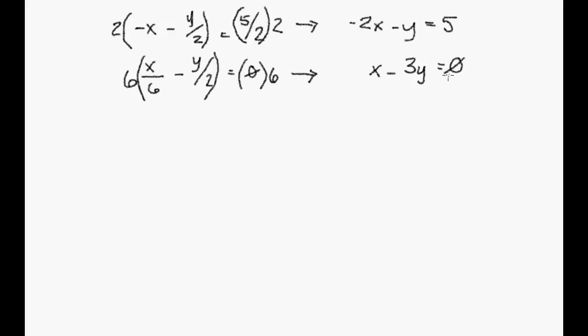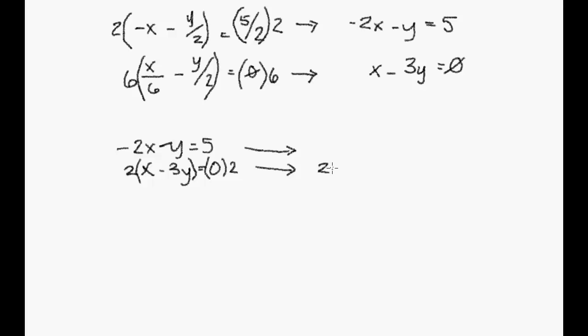All right. We can now eliminate the variable x by multiplying the second equation by 2. So let me rewrite it down here. We have minus 2x minus y is 5, and we have x minus 3y is 0. And we're going to multiply the second equation by 2. So let's do that. This stays the same, and then this one simplifies to 2x minus 6y is 0.